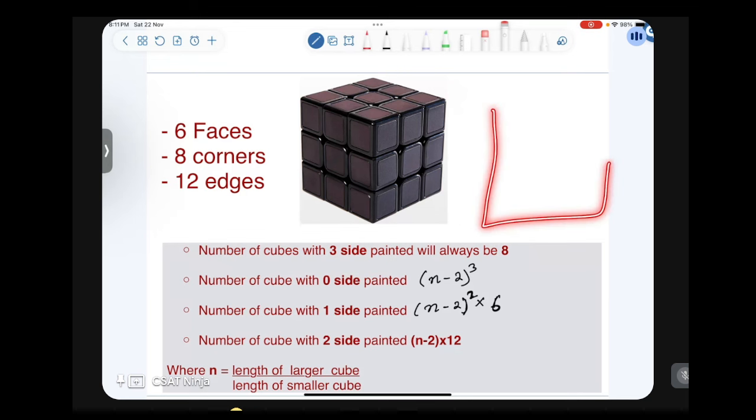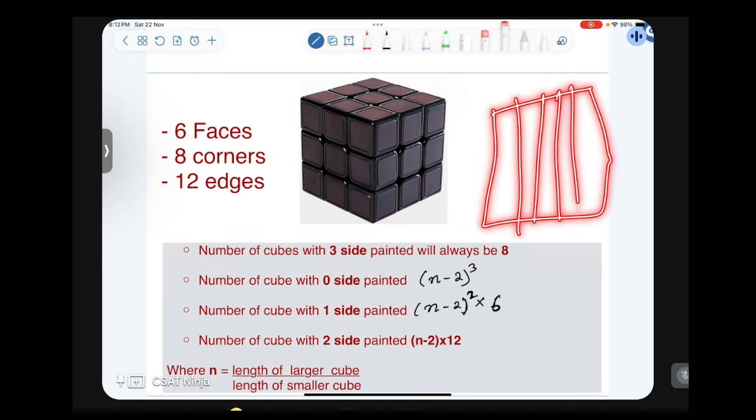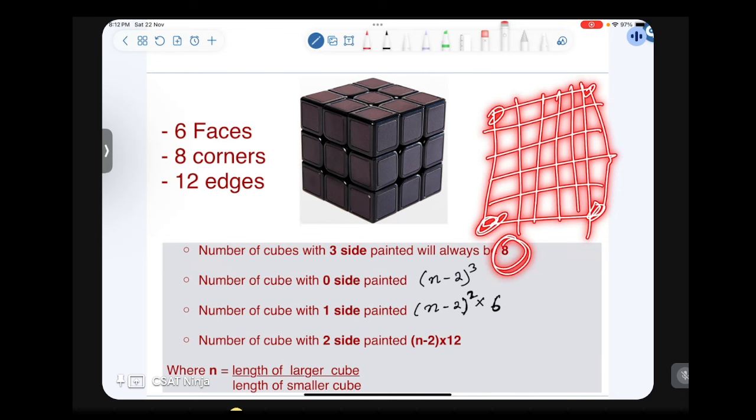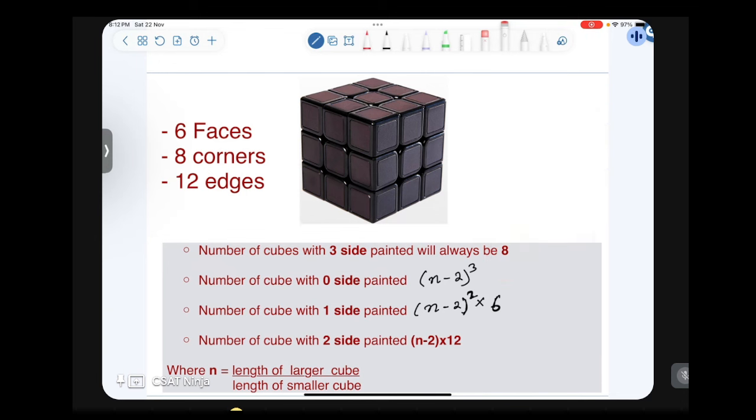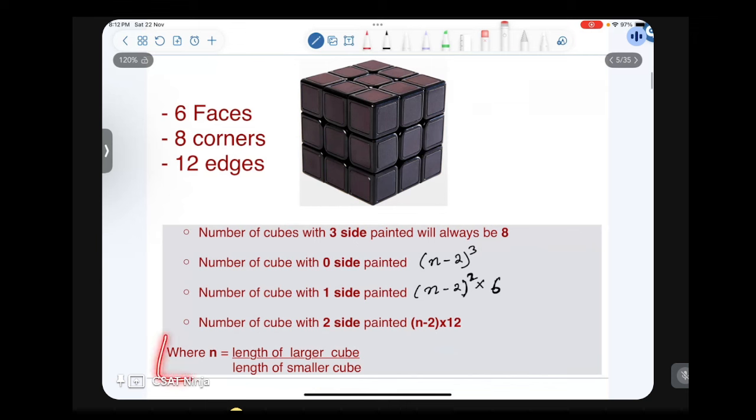So your cube may be something like this: 1, 2, 3, 4, 5, 6. It may be like this also. There will be only eight cubes that will be three-side banded. Okay. Now, when we talk about zero side, or before that, let me discuss this here.